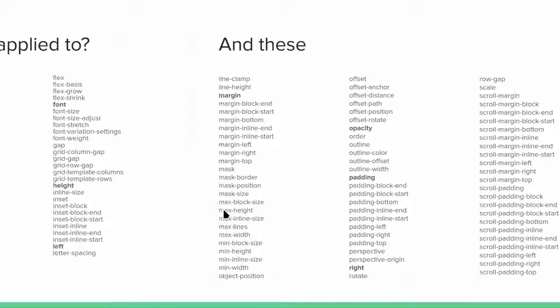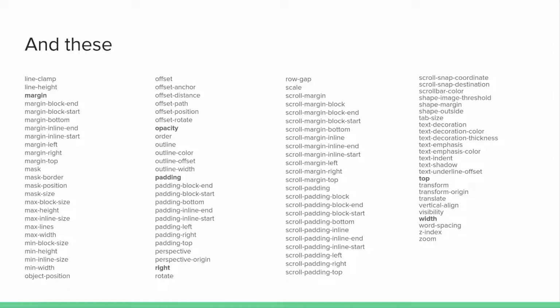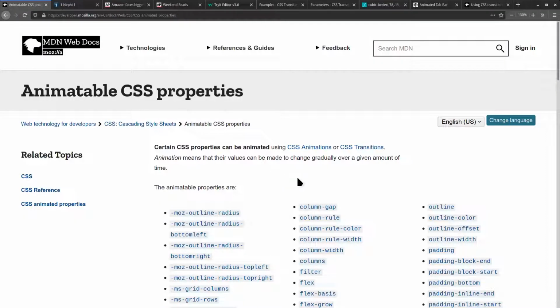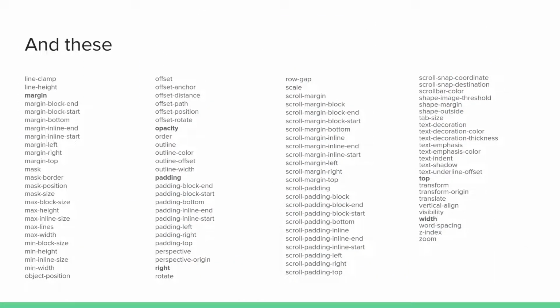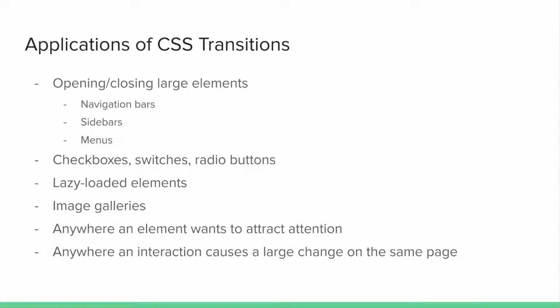Now, there's about 200 different things on this list. Make sure you have them all memorized, they will be on the test, and they will also be on this handy-dandy MDN page that lists them all for you. And there's even links. So the actual use of CSS transitions can be applied to many different things.